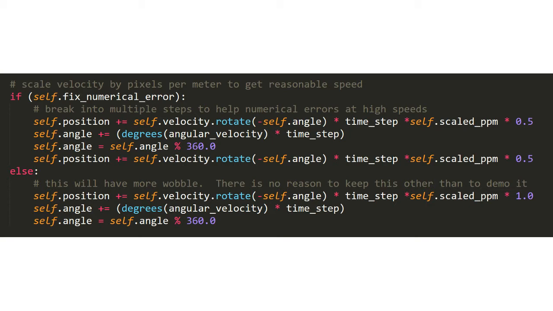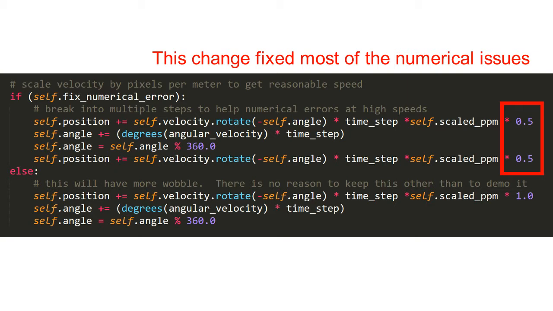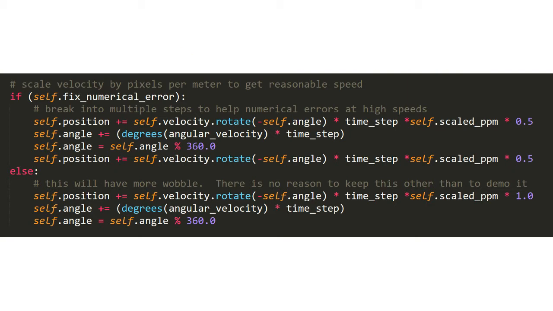What I found worked a lot better was, instead of doing that in one fell swoop, to update the velocity and position half the way based on the starting angle and half the way based on the ending angle. And so that's what this looks like.